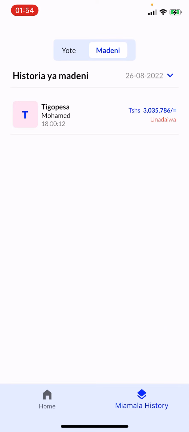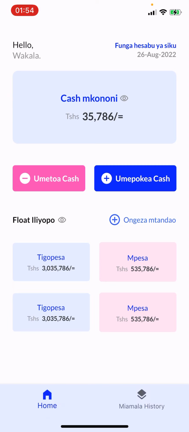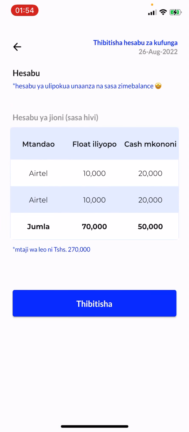And here the mobile money agent can see all transactions. There is this part of Yote, which means all transactions, and Madeni means debts. So the mobile money agent will be able to filter between all amount collected and debts. And once this is clicked, it will show him or her statistically the amount of commission he is expecting per transaction.